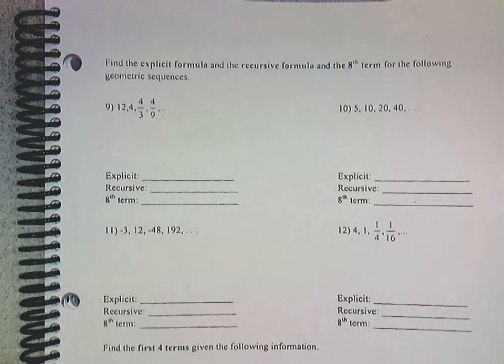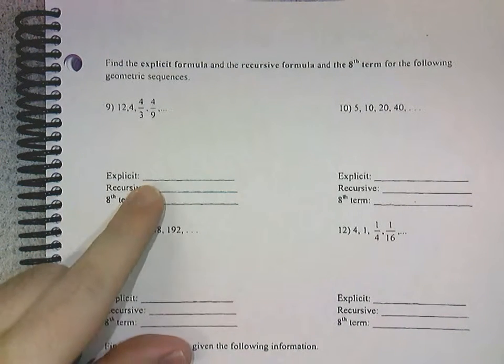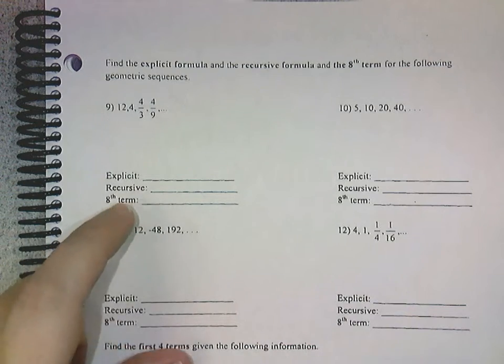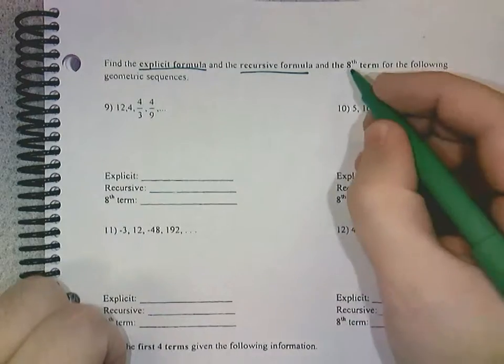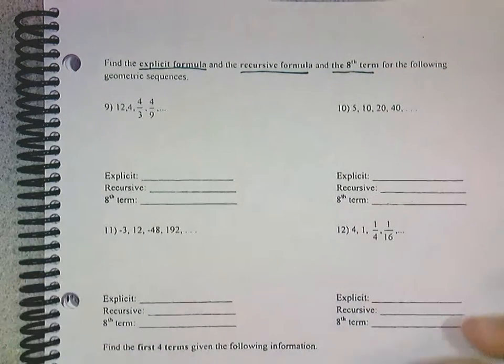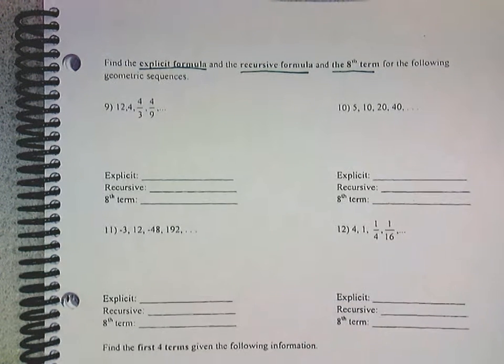All right, today we're going to be talking about geometric sequences. These are the sequences that are multiplying or dividing by the same number each time. So these are what we call the geometric sequences. Again, what we're doing on this worksheet is writing the explicit formula, the recursive formula, and then finding the eighth term. We're just doing the eighth term because these can get rather big, or rather small, in a hurry.